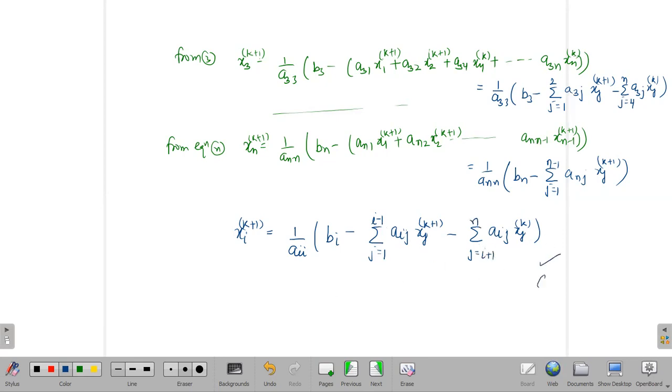This is nothing but the Gauss-Seidel method. So this is better than the Jacobi method. Okay. Ma'am, can you please explain it through an example? Yes, yes. And now we will do examples only.